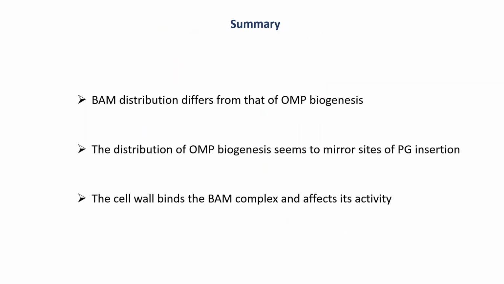So to summarize, we saw that BAM distribution considerably differs from that of OMP biogenesis. OMP biogenesis actually mirrors the process of peptidoglycan biogenesis into the cell wall. And the similarity between these two processes results from the fact that BAM binds to the cell wall and changes its activity rate.